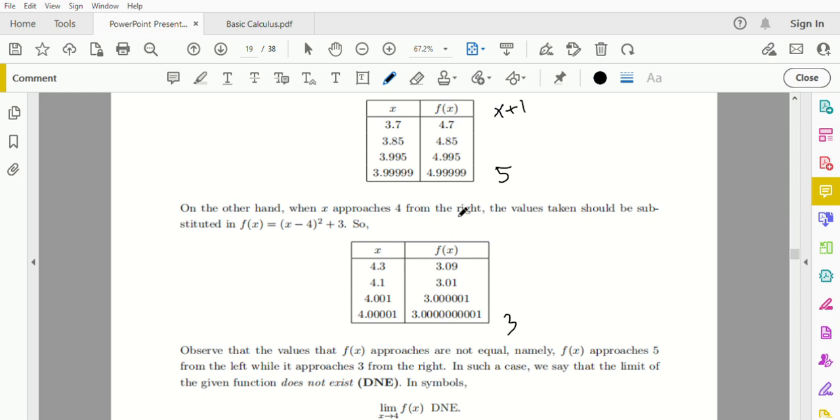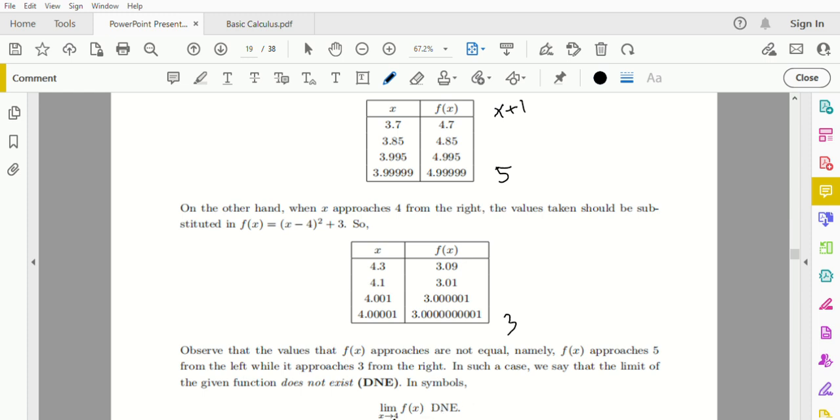Now observe that this time, the values that f of x approaches are not equal. As x approaches 4 from the left, f of x approaches 5. But on the other hand, as x approaches 4 from the right, f of x approaches 3. In such a case, we say that the limit of the given function does not exist, or DNE. So in symbols, we have this.